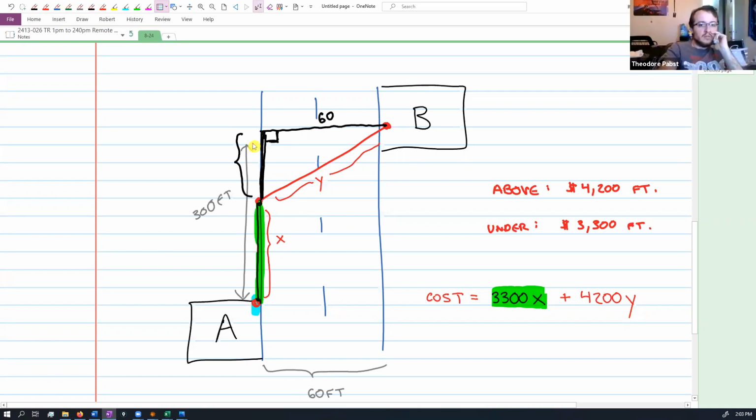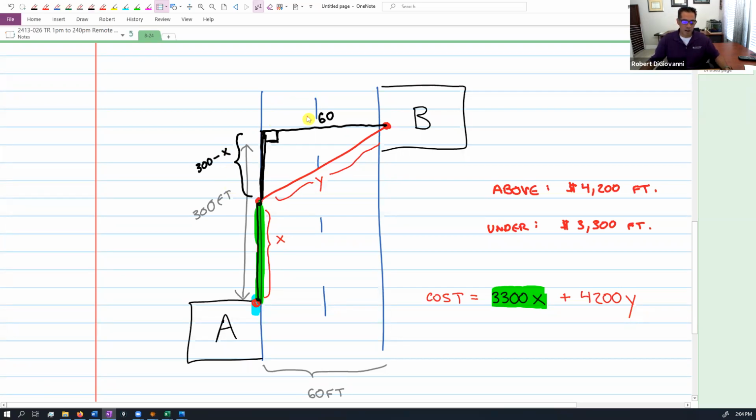Do you know this distance from here to here? Be careful. 300 minus X. See, because X is how far we go down, so whatever's left is 300 minus X. Like if this was 100, that would be 200. If this was 50, that would be 250. So this is 300 minus X. Y'all good?